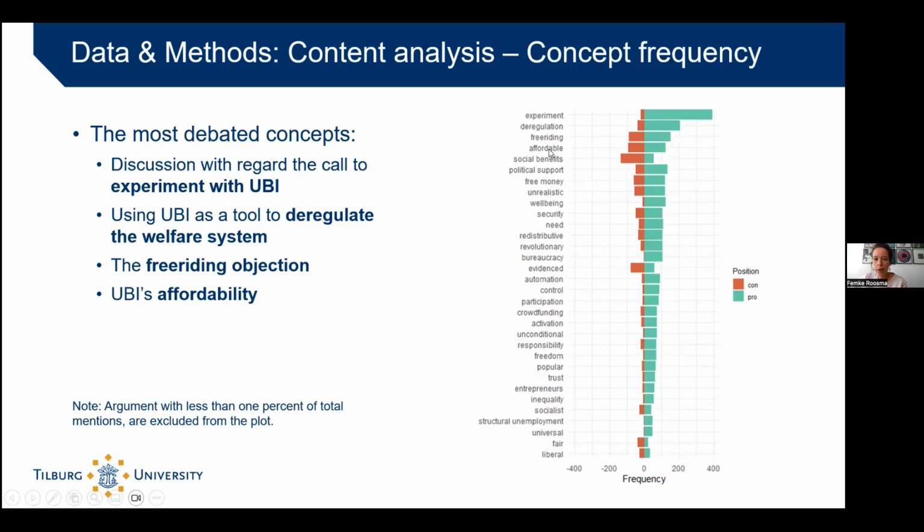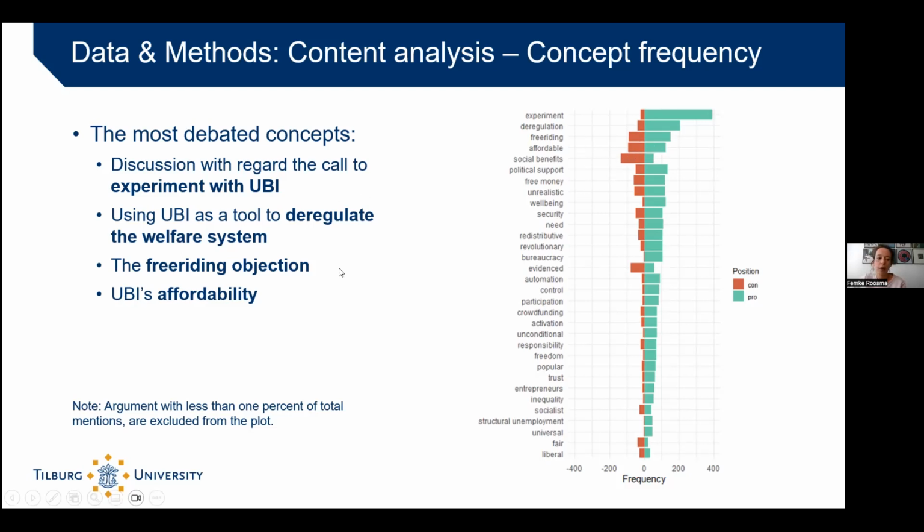This is part of the descriptives actually. Here you can find the most debated concepts in a positive way or in a negative reference. For instance, the experiment was the most debated topic, and also mostly positive, as you can see. But also deregulation, using UBI as a tool to deregulate the welfare system, was often debated more positively than negatively. And then also free riding, in the sense that negative would be negative for UBI and positive would be people claiming that there's no free riding on UBI affordability.